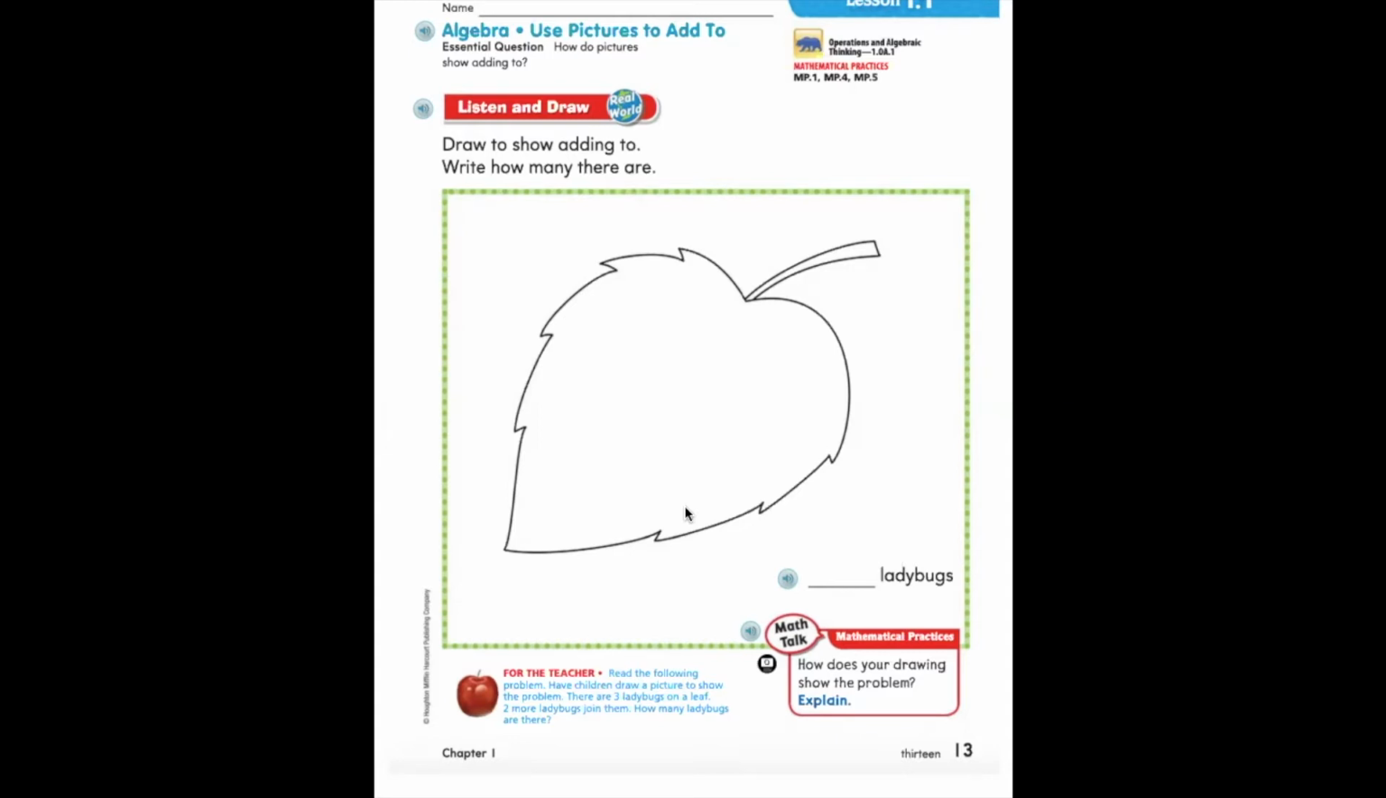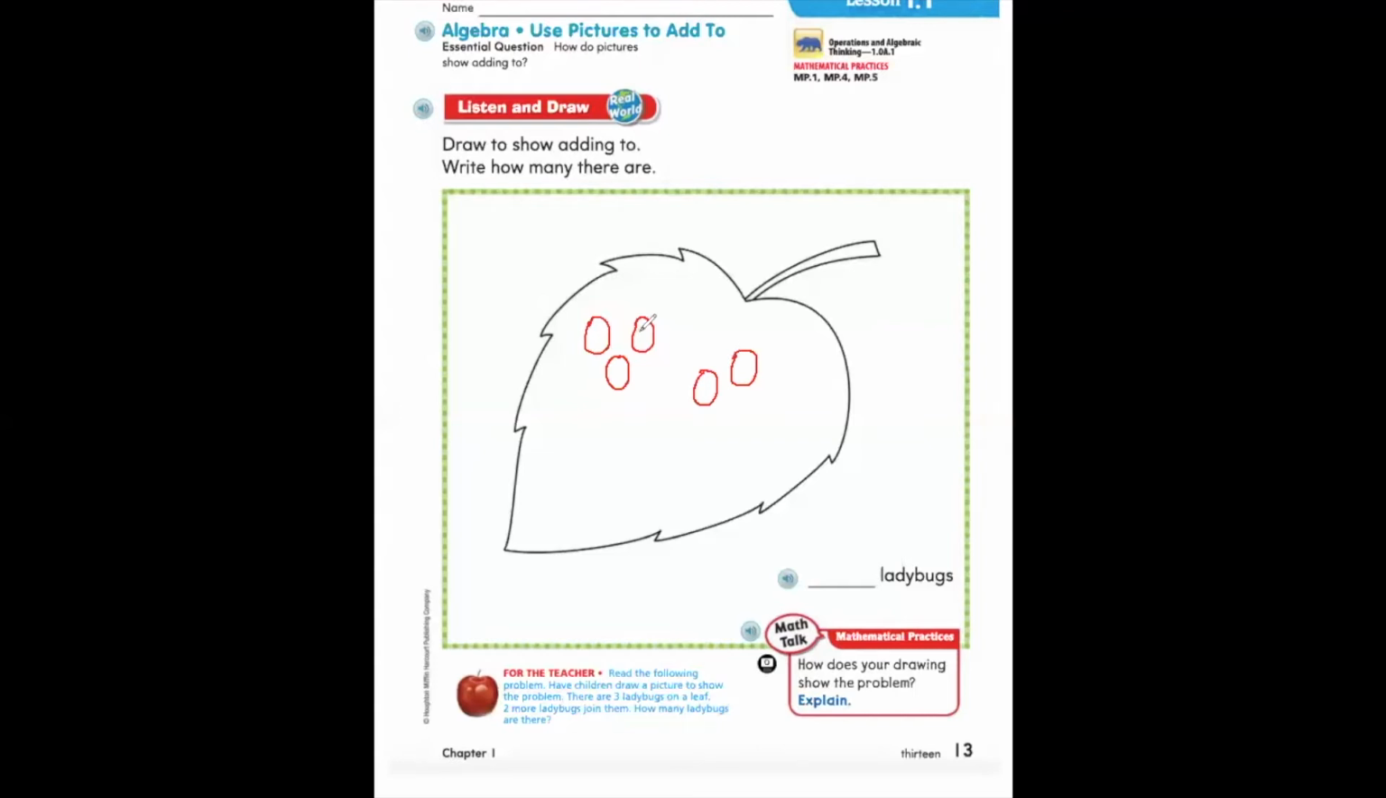Here's our math story. There are 3 ladybugs on a leaf. 2 more ladybugs join them. How many ladybugs are there? Well, what do we know first? We know that there are 3 ladybugs. We also know that 2 more ladybugs join them. Now let's think about what do we need to find out? Well, the question was, how many ladybugs are there? So we need to find out how many ladybugs there are.